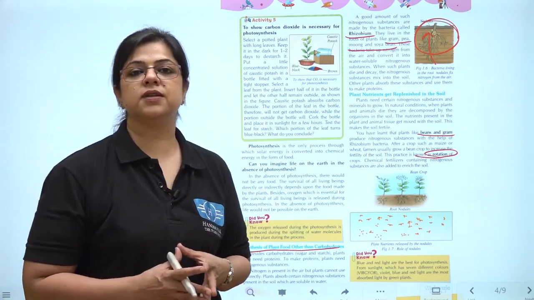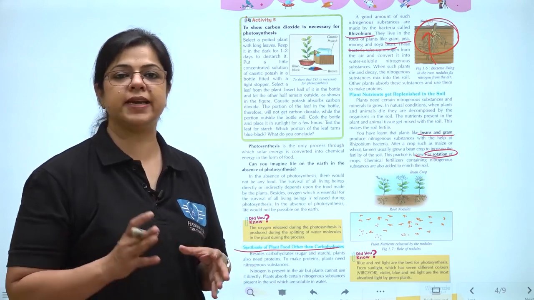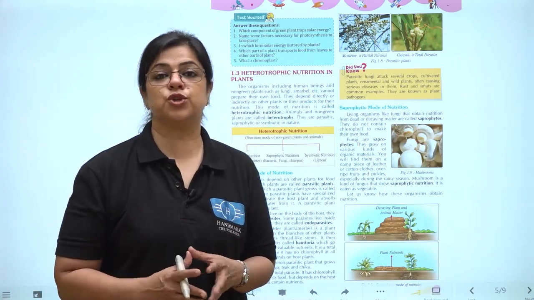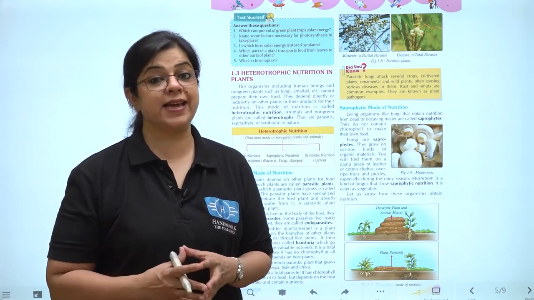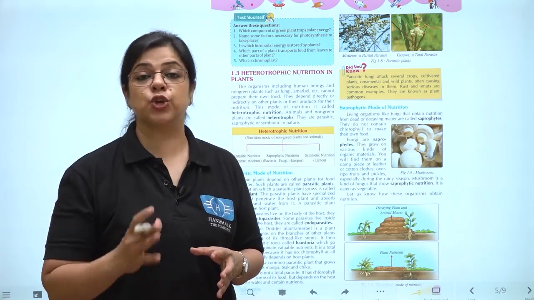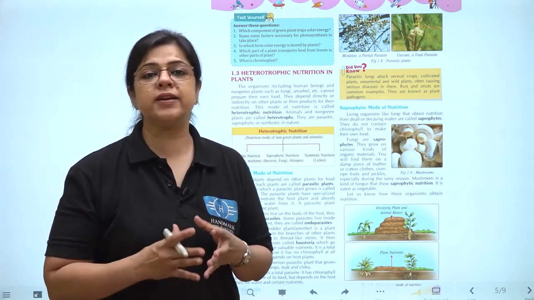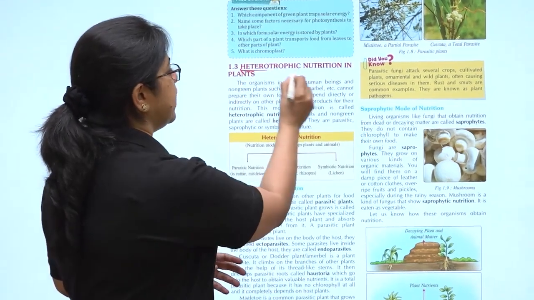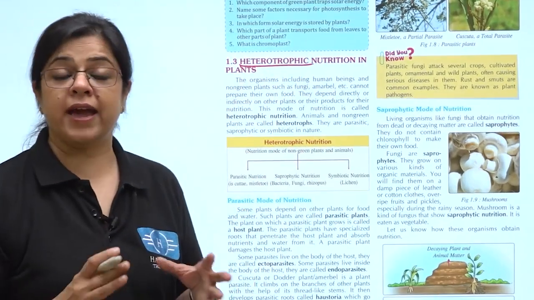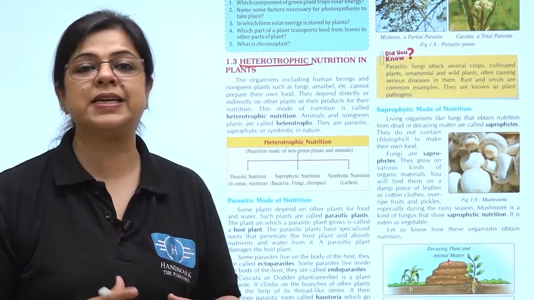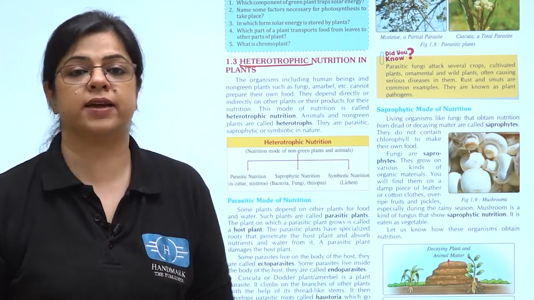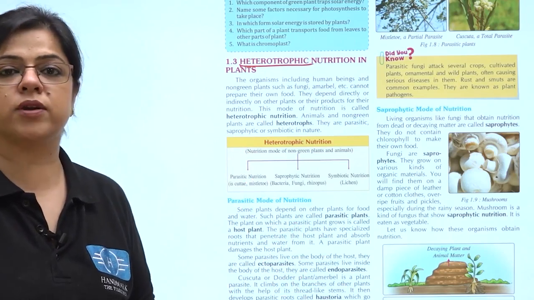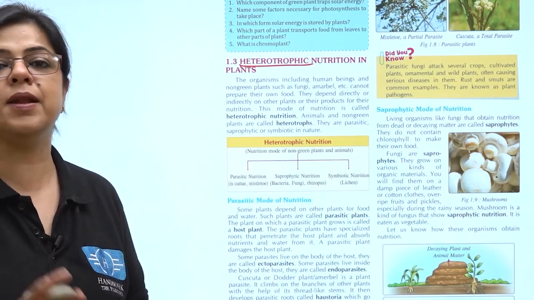Till now, we have learned about autotrophic mode of nutrition in plants. Let us now understand if there is any other way of nutrition also in plants. Yes, there is. Just like animals, human beings, etc., non-green plants have another mode of nutrition which is known as heterotrophic mode of nutrition. Heterotrophic mode of nutrition is basically deriving nutrition from outside, from somebody else. Here, we will learn about three main important heterotrophic modes of nutrition in plants.